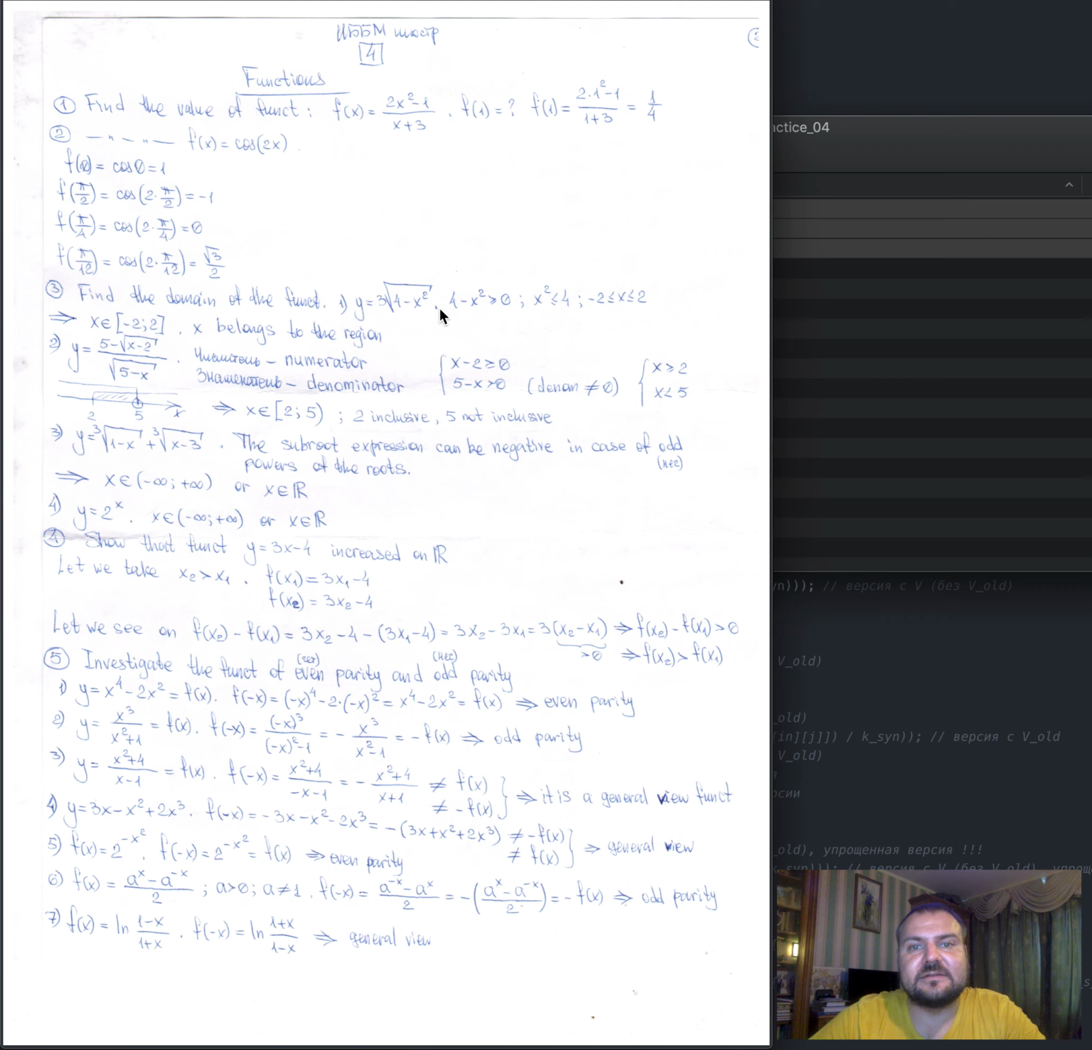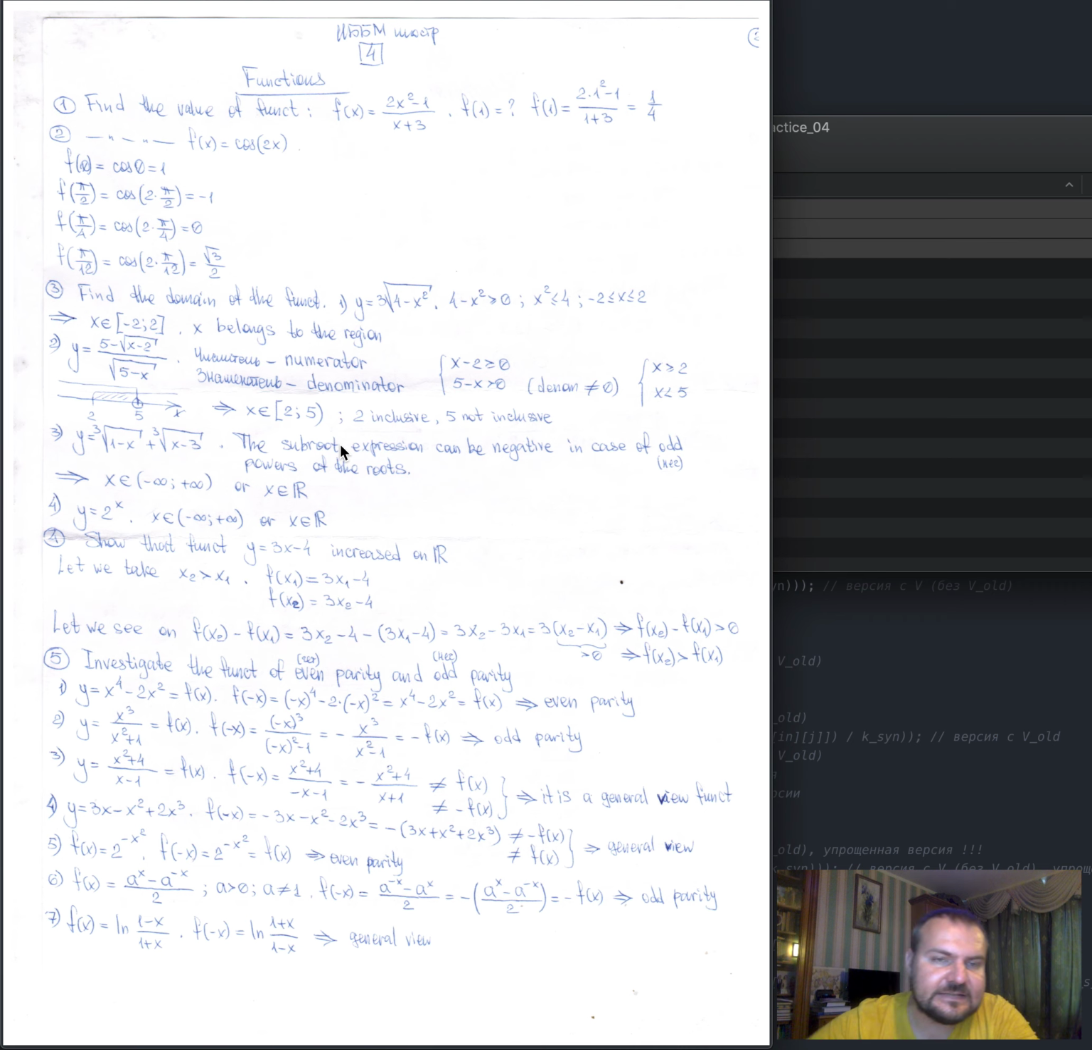4 minus x squared greater than or equal to 0. Rewrite: x squared less than or equal to 4. Or in another form, x takes a value from minus 2 to 2, and can equal minus 2 and can equal 2. In another form, y equals the square root of x minus 2 divided by the square root of 5 minus x.